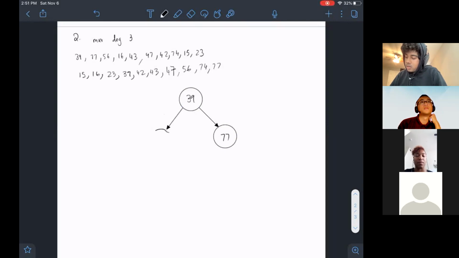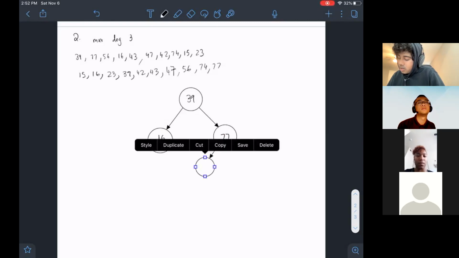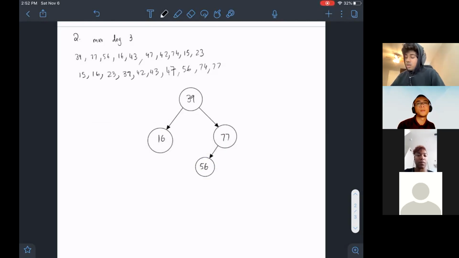And then 16 would go on the left. I just assumed that there was a left before I even drew it. Okay, I can draw the 16 in there, and then to the left of this, 56. And then 43 is on the right. Okay, so it could be on the left of 56. And then 47 would be just right of 43.